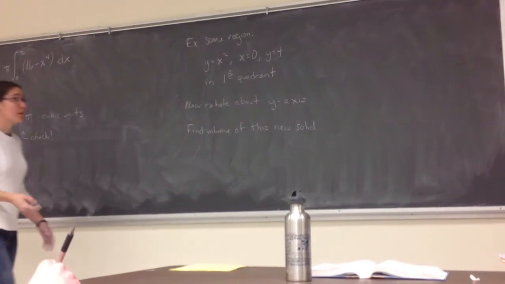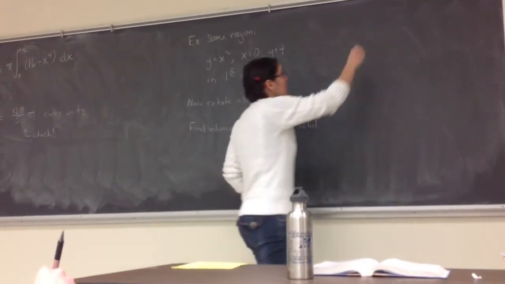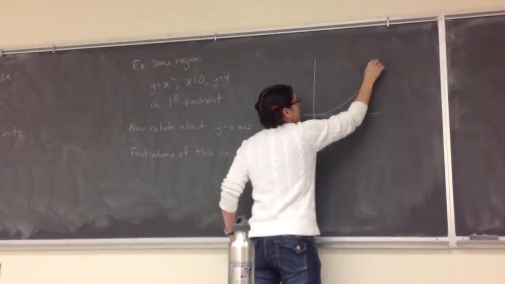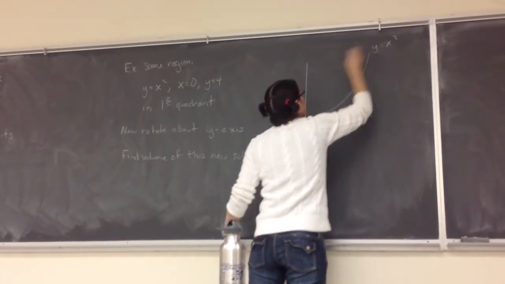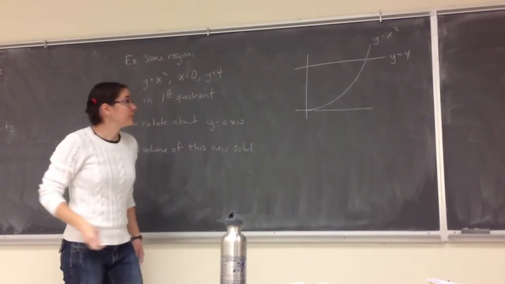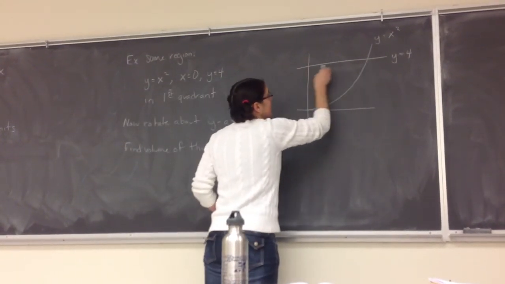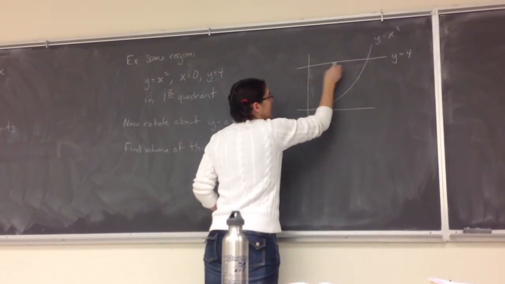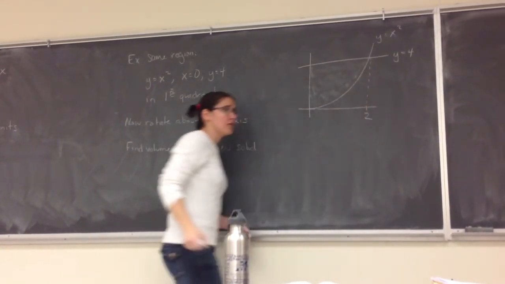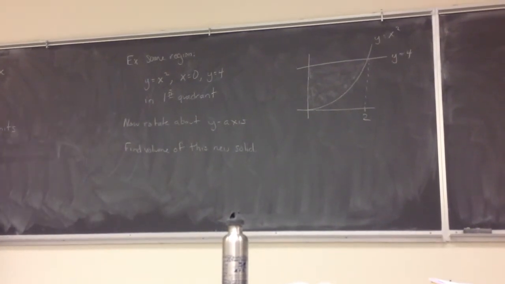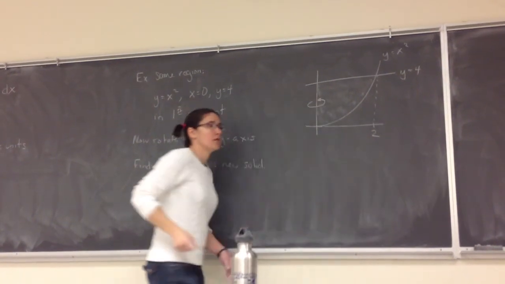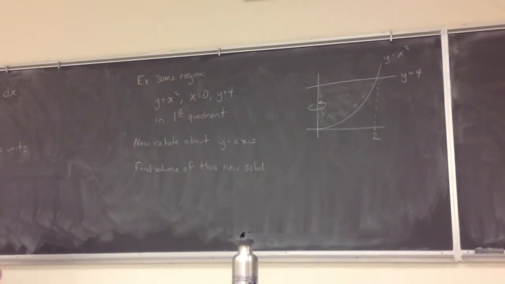I'd start exactly the same as before, by drawing my picture of the two-dimensional region. Here's y equals x squared, and then y equals 4, and the region I'm looking at is still exactly the same, and I know this x value is 2 from our last example. Now I want to rotate this about the y-axis.